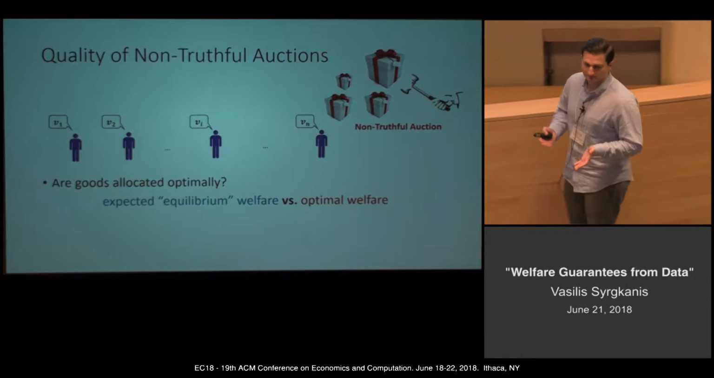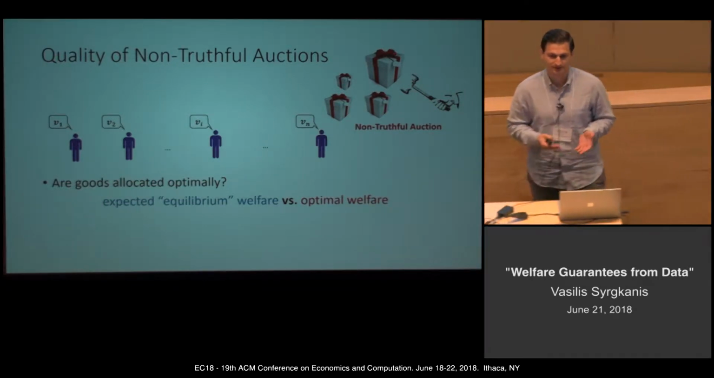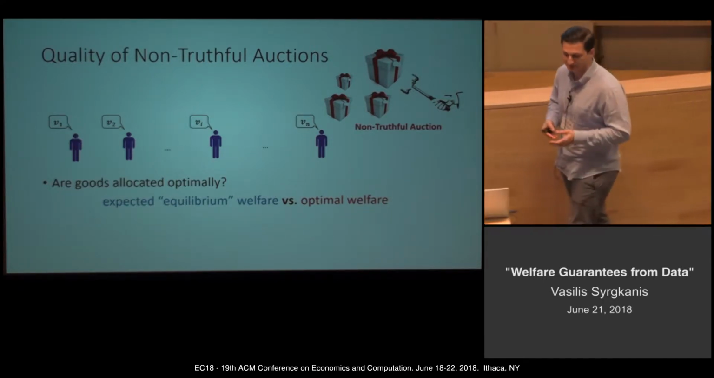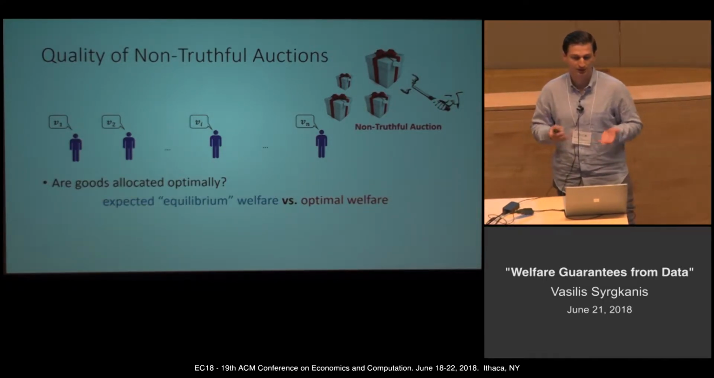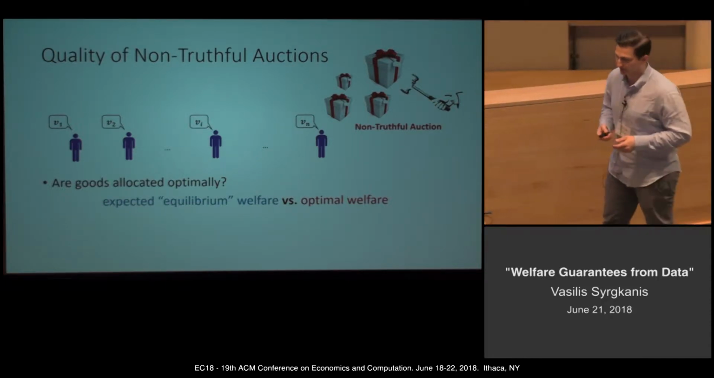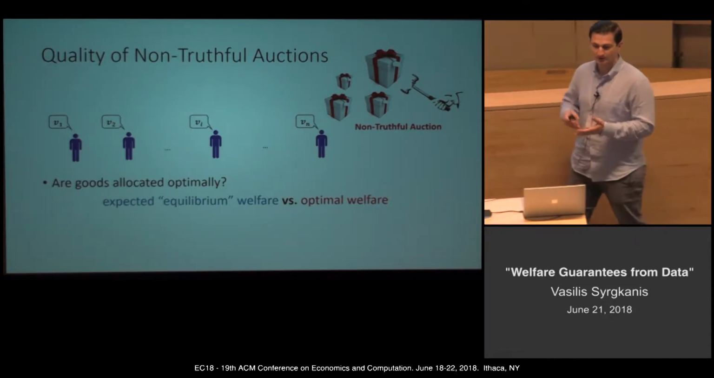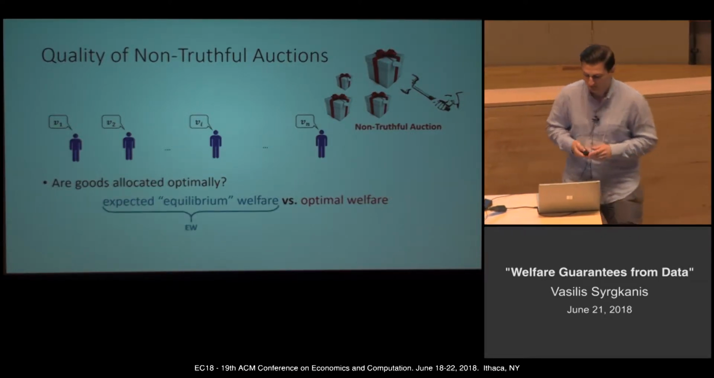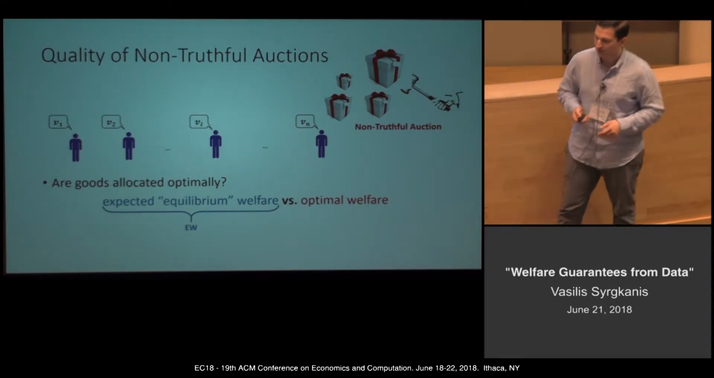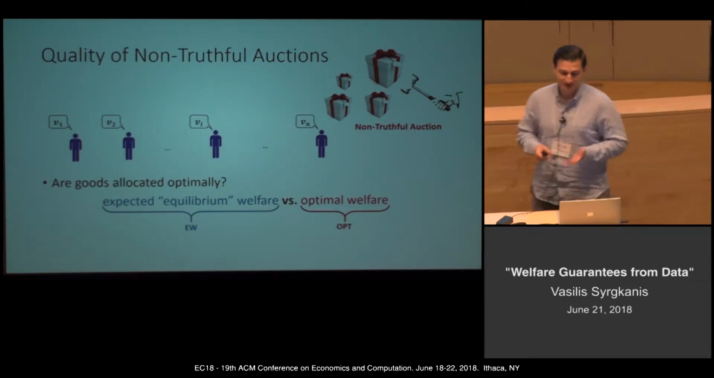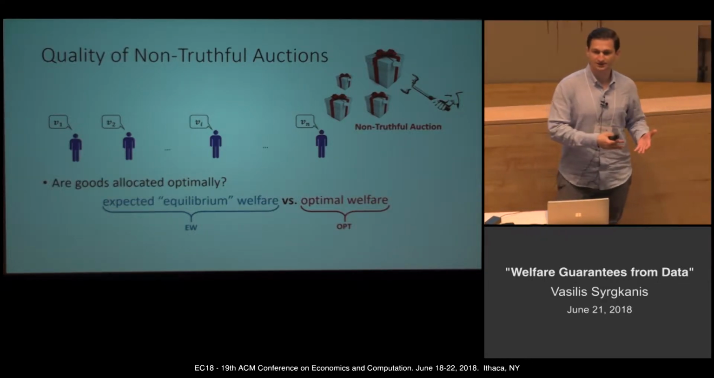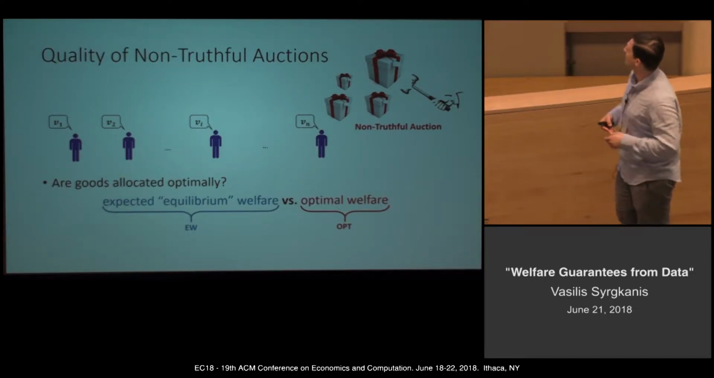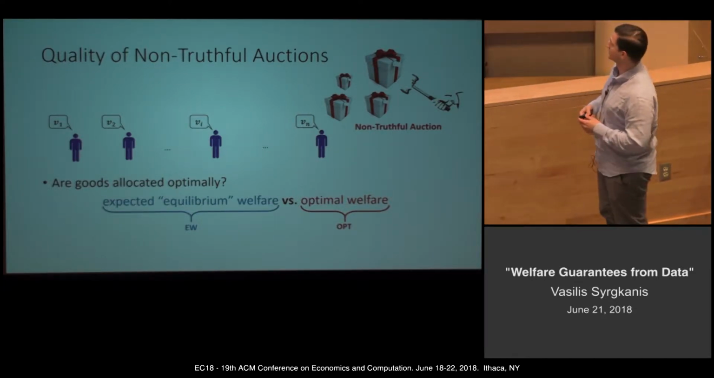So one of the questions that we have well studied in the algorithmic game theory field is, when you have a non-truthful auction with one or more items, how well are goods allocated? So how approximately optimally are they allocated? In particular, can we compare the expected equilibrium welfare that we will get under some notion of equilibrium or under some notion of strategic behavior, let's denote that with EW, to the optimal welfare that we could have attained had there not been incentives and we knew the values that the players have for all of the items, so that we could allocate the items optimally, solving just the algorithmic problem.